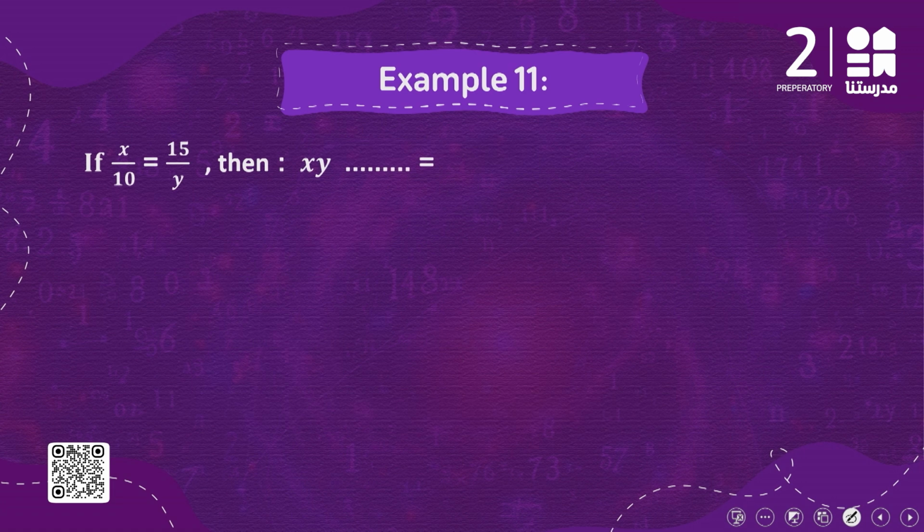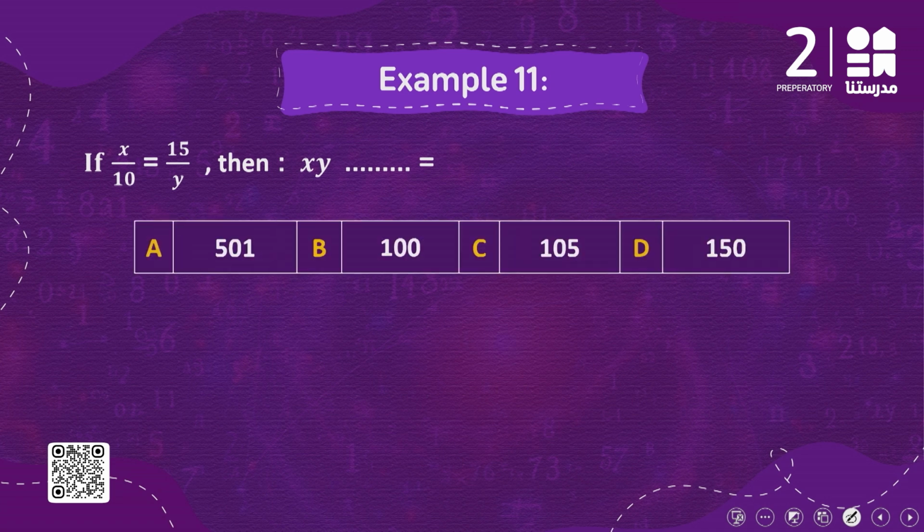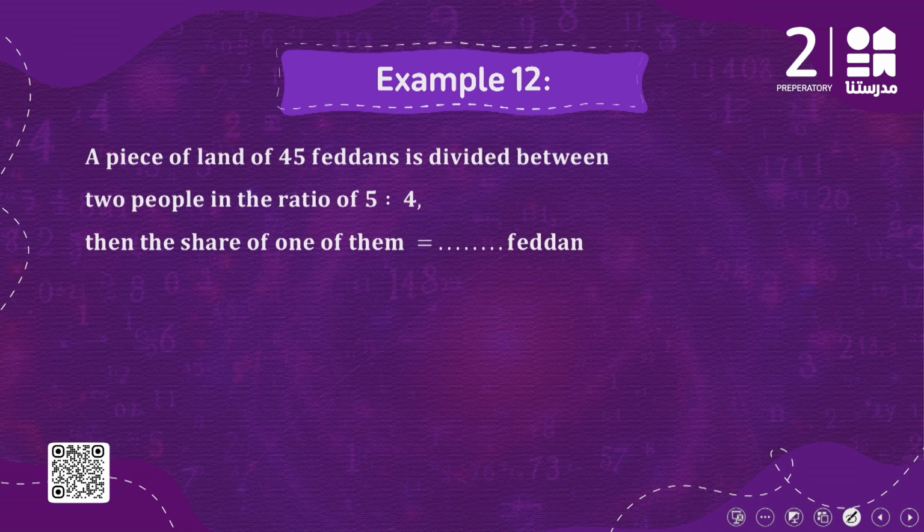If x over 10 equals 15 over y, then x times y equals, for sure, you know that you can multiply this with this equal to this and this one. x times y, which is xy, equals 15 times 10, which is 150. So easy this question, so letter D is the right answer.